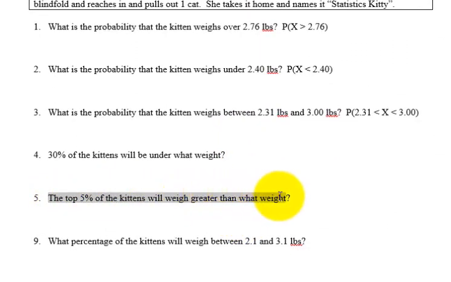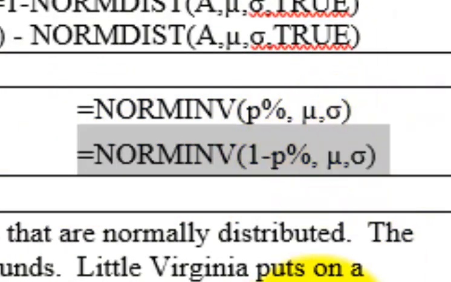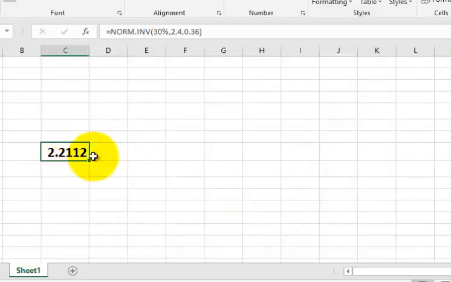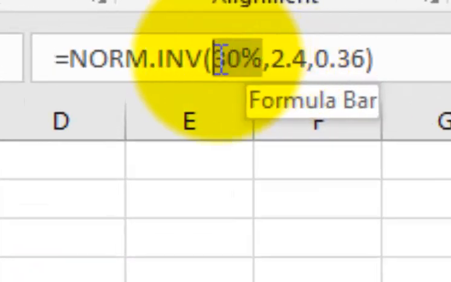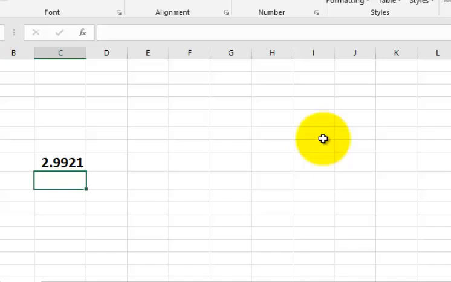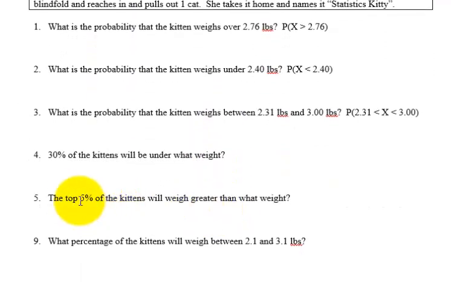The top 5% should weigh over what? Okay, this is the heaviest of the cats. So we're going to go for the above it. That's this one. So we're going to subtract the probability from 1. In other words, 5% above is the same as 95% below. That z-score would be identical. So we're going to do 1 minus 5%. And everything else is going to stay the same. And so it's about 3 pounds, 2.99 pounds. So in other words, the top 5% of the kittens should weigh right around 3 pounds or above.